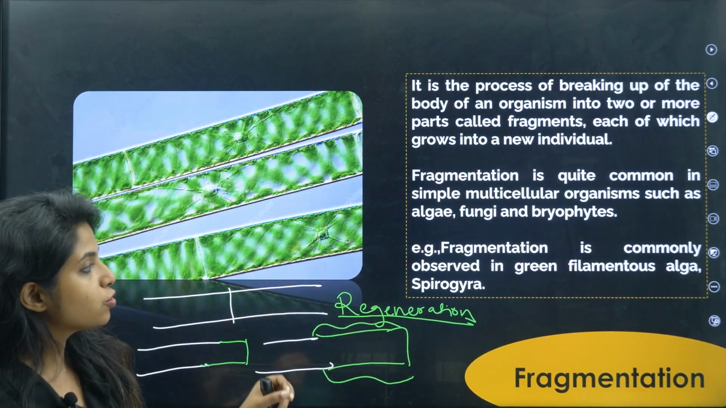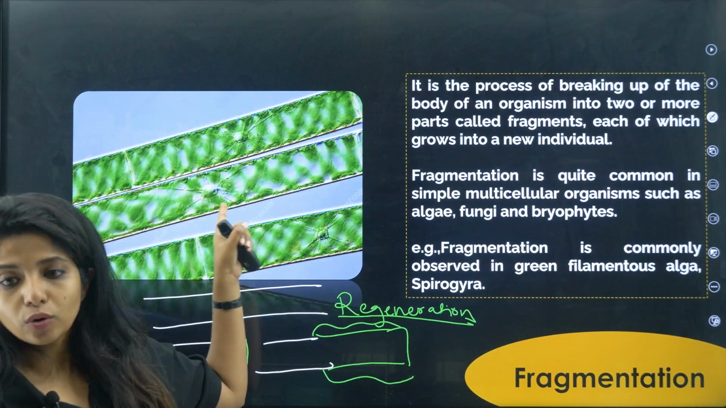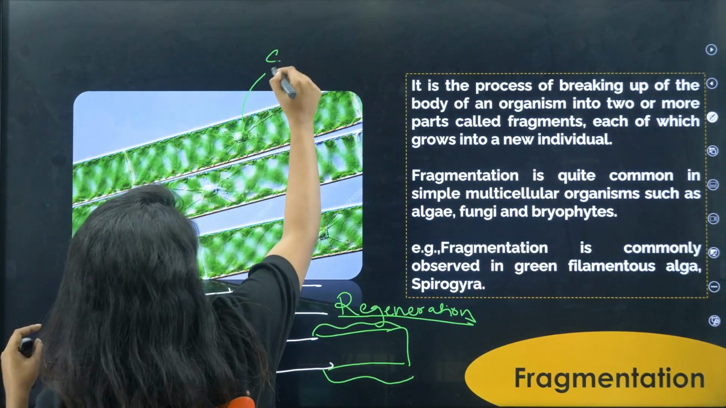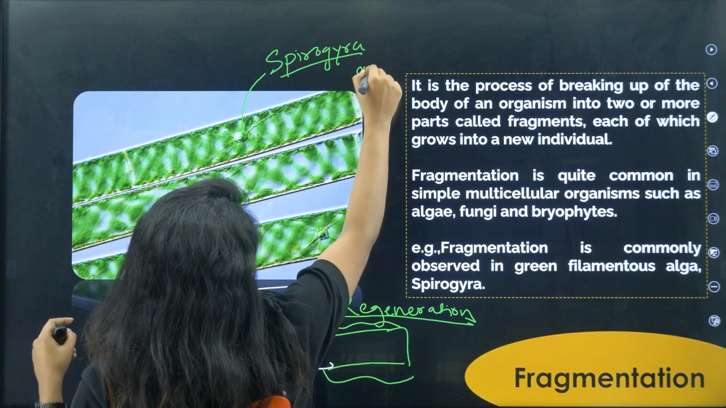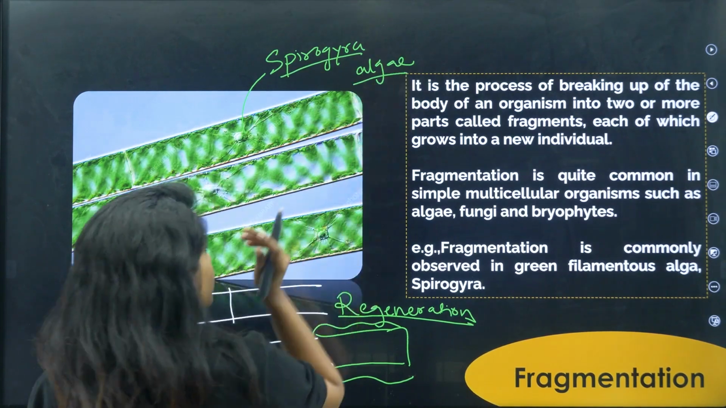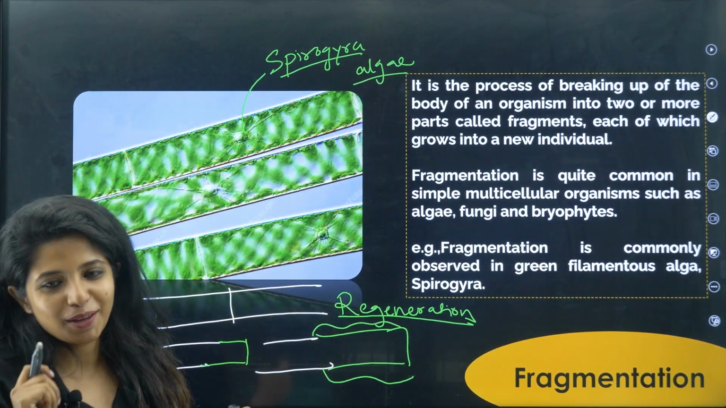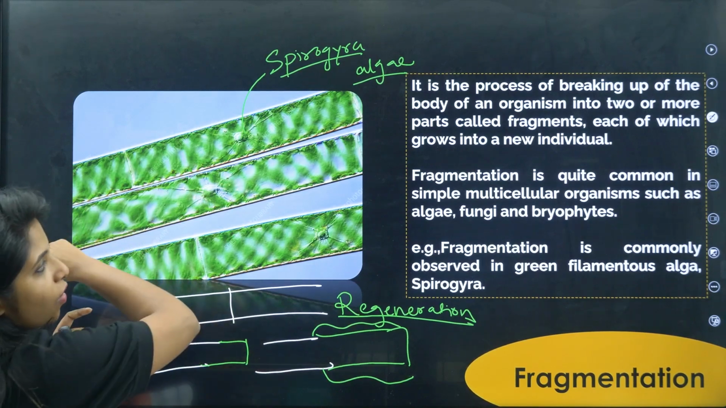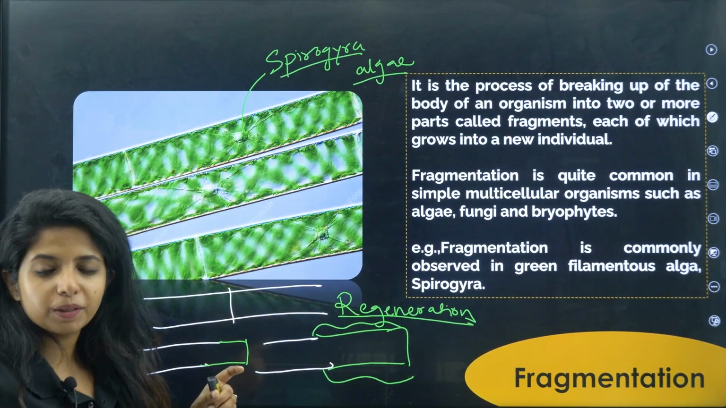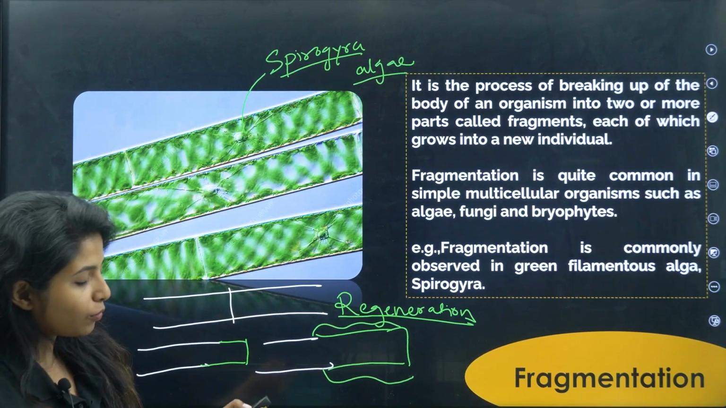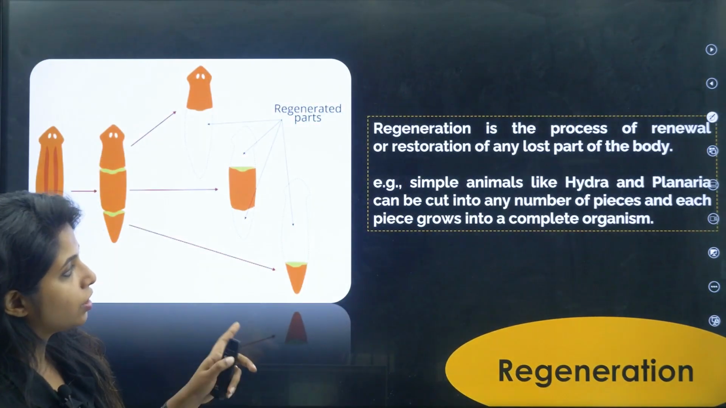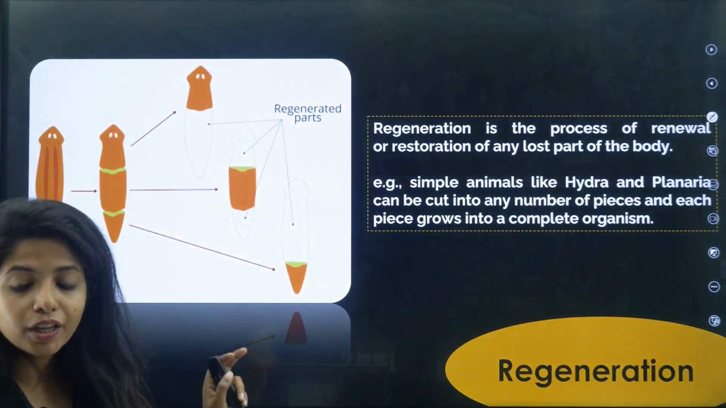Okay. The most common example of fragmentation is Spirogyra, which you can see over here. Spirogyra, which is an algae. You can see it in the ponds and things like that with the help of a microscope. Okay. So they are long, ribbon shaped things, which cut off and then regenerate.